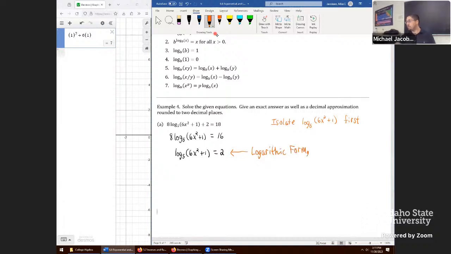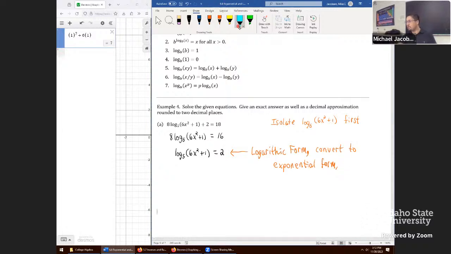The strategy at this stage is convert to exponential form. And that's the strategy with equation solving. We just got through solving exponential equations. We have a huge repertoire for that now. So if we can get this into exponential form, we're pretty much home free.